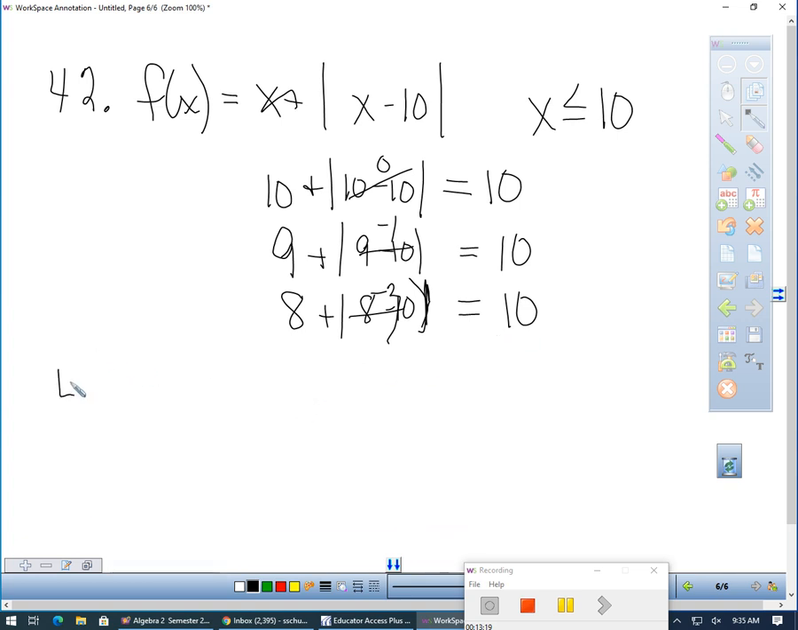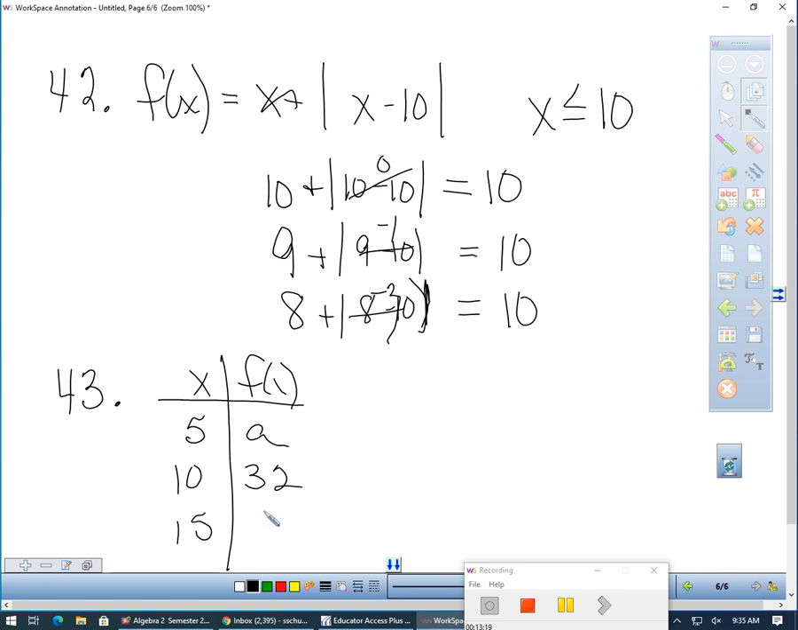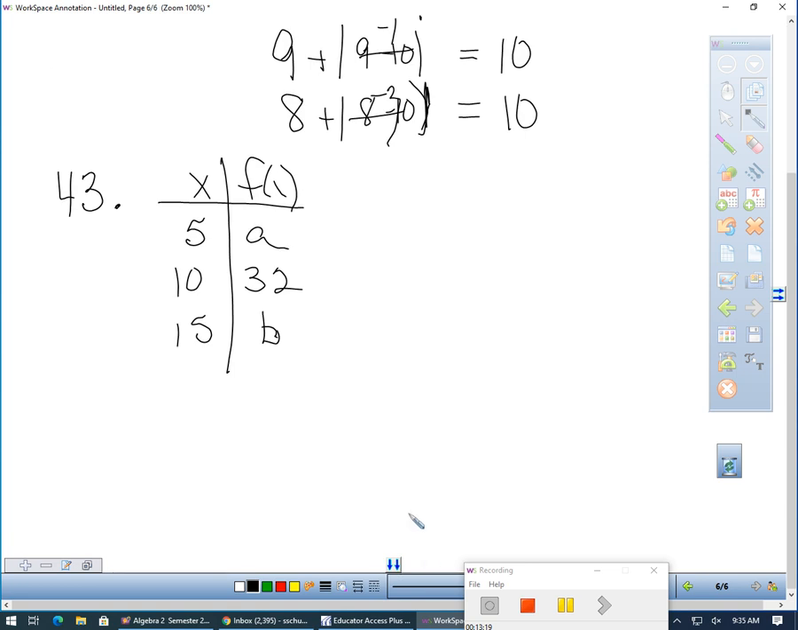Number 43. On number 43, it tells you that the table are values of the function f. If f is linear, so the fact they're telling you it's linear tells you that you have a constant slope. So in the table, they give you x and f of x: 5, A; 10, 32; and 15, B. And they want to know what A plus B is. Okay? But they're telling you it's linear.